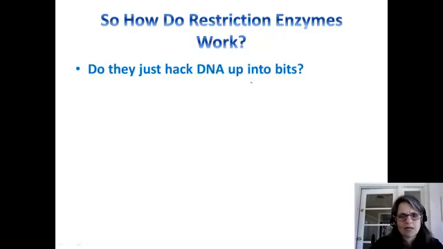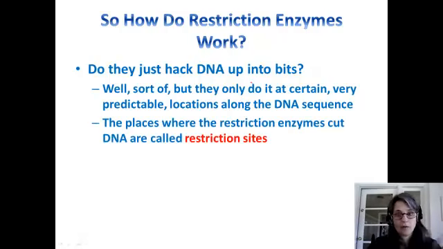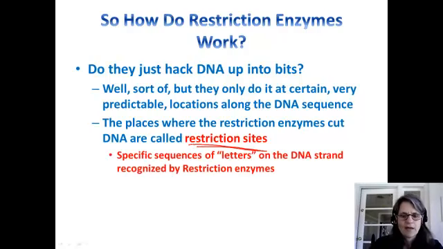How do restriction enzymes work? Do they just randomly hack up DNA? And the answer to that is sort of, but they only randomly hack it up at very specific, predictable locations along the DNA molecule. And the places where they do this are called restriction sites, and you need to know that. And what makes a restriction site is a very specific sequence of DNA nucleotides or letters A, T, C, G on the DNA strand that the restriction enzymes will recognize.